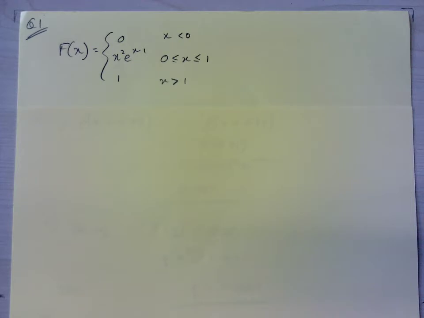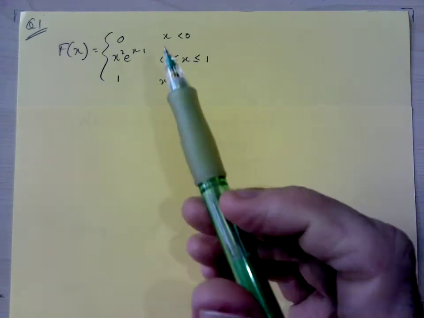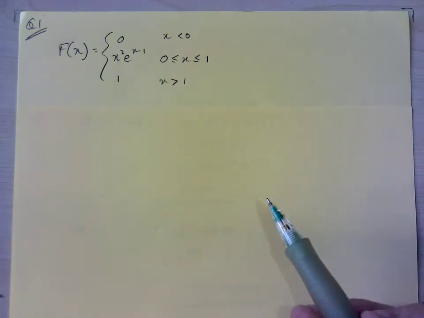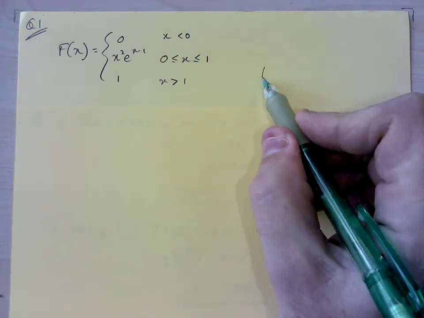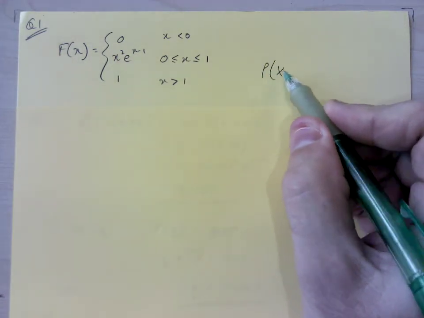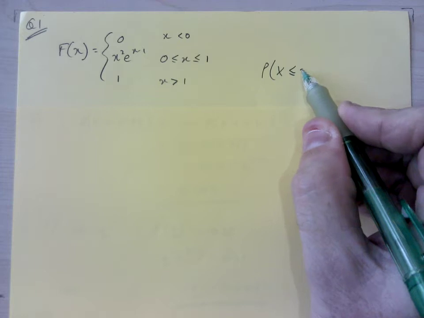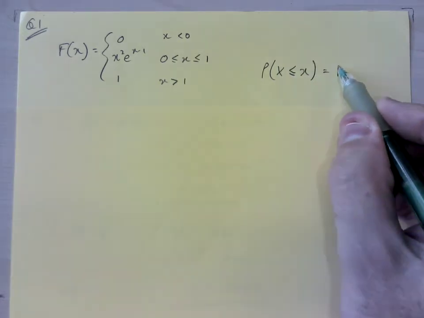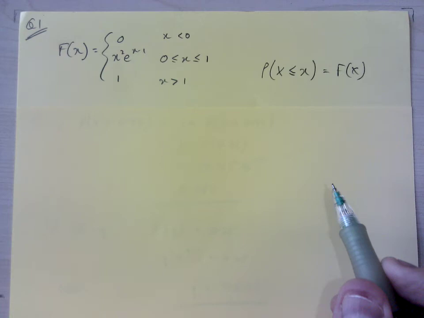Okay, looking at question 1 of paper 3, it talks about a cumulative distribution function, which it gives me. The thing that I need to remember is that the cumulative distribution function gives me the probability that x is less than or equal to a particular number. That's what this function tells me.